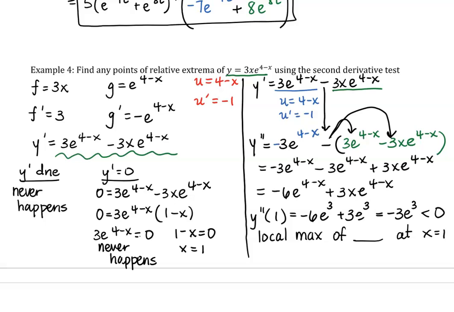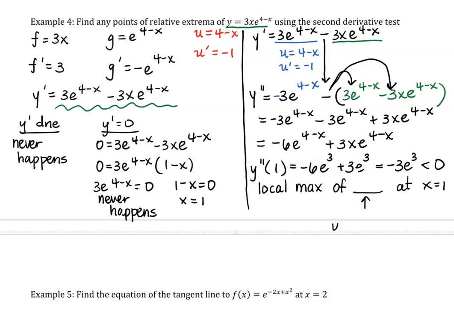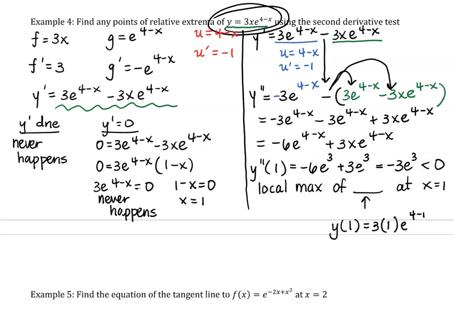And to figure out what the local maximum is, we will be plugging 1 into the original function to see what the function value at 1 is. So I'm looking back up here at the original function to give me 3 times 1 e to the 4 minus 1, which gives me a local maximum of 3e to the 3.